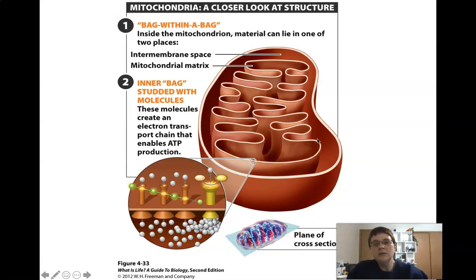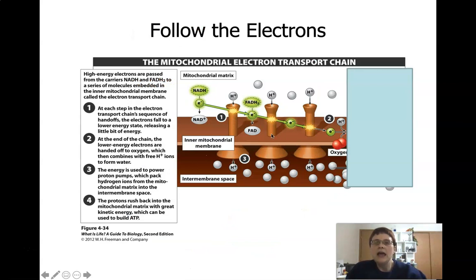And that is good because this inside one has lots of surface area for the electron transport chain. So the electron transport chain is going to happen along this inner membrane. And here's how it works. The electron transport chain is a set of these protein pumps, and they're often called proton pumps.